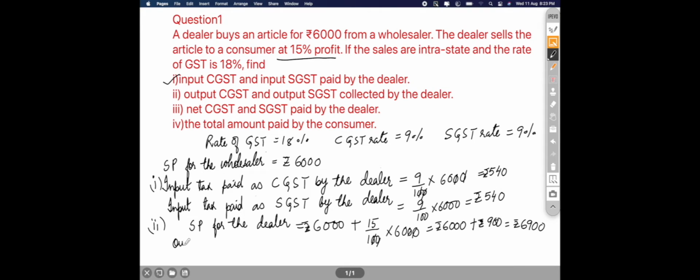So output CGST collected by the dealer. Output tax is always collected. Okay, so output CGST collected by the dealer will be again 9% of the selling price, now 6900. So this is equal to 621 rupees. Let me clean the upper part.